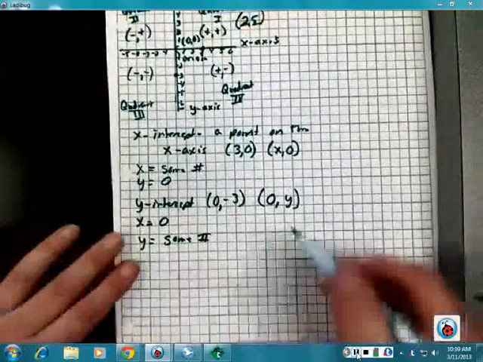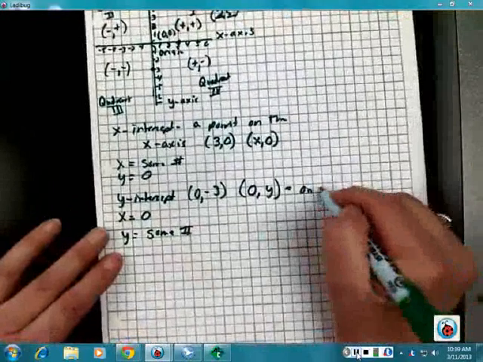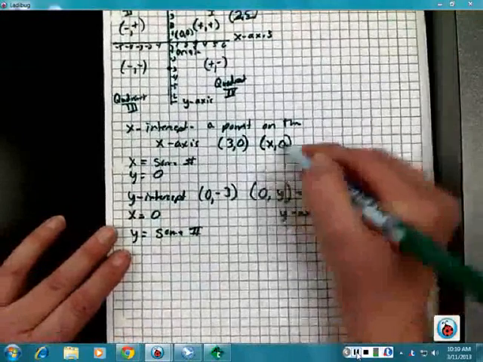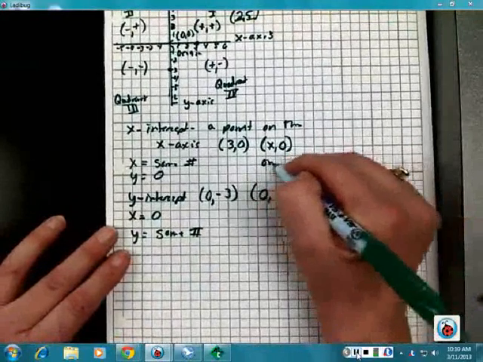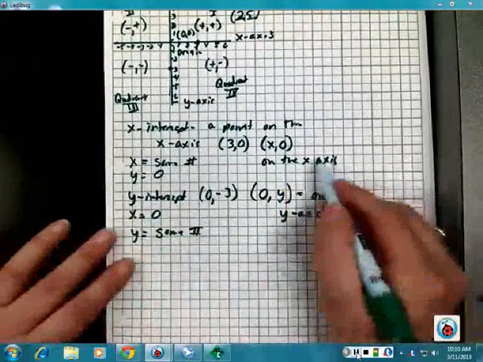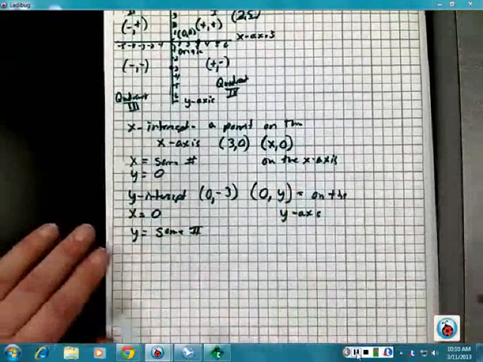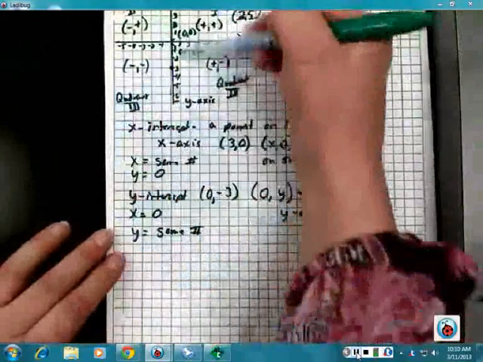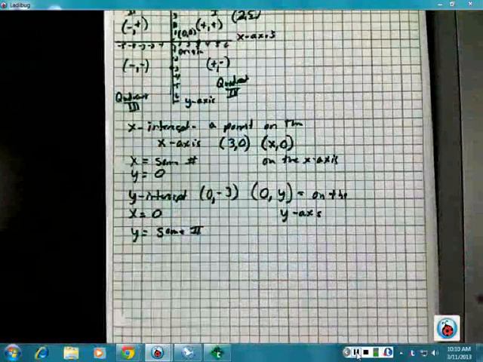But again, this is on the y-axis, and this one up here is on the x-axis. So if you've got those type of things happening, your x-intercepts are always on x, your y-intercepts are always on y. And that's basically all our points we can have.